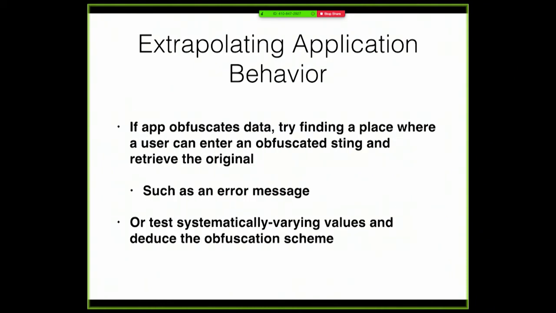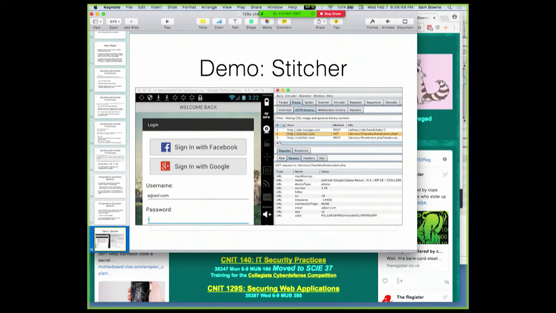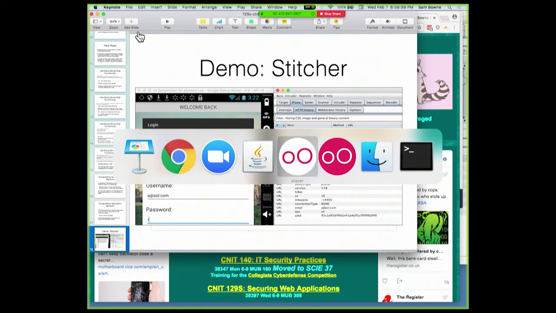If the app obfuscates data, see if there's a place where it will obfuscate stuff for you. That should be an obfuscated string, and then you can play with it and see if you can deduce the scheme. And we'll do this live. I don't know if I've shown this to this class, but this is a fine example of it. This is an Android app, Stitcher, and I think this is probably a fairly modern version. When I first found this maybe 4 years ago and I notified them, they ignored it for a while.